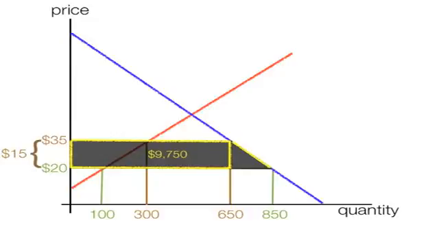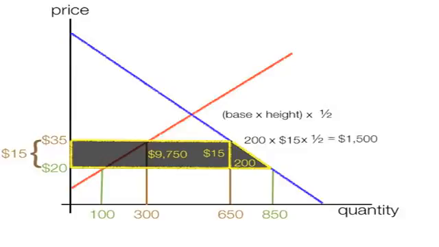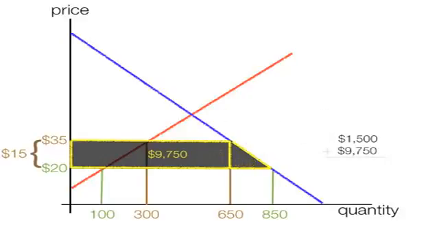The triangle outlined right there is base times height times 1/2. The base is 200, the height is 15, so it's 200 times 15, times 1/2, and that equals $1,500. Now we take this $1,500 and we add it to $9,750 for a grand total of $11,250, and that's the area of the trapezoid, and that's lost consumer surplus.